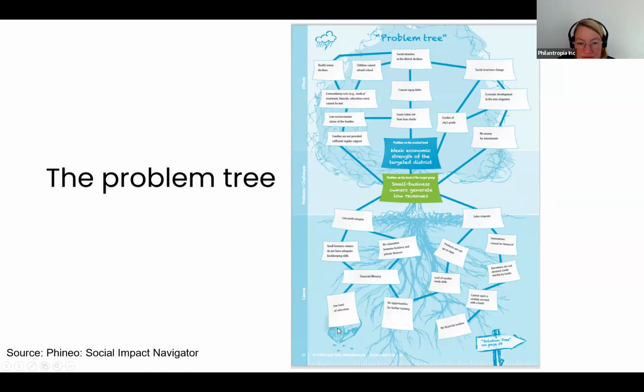And here you can see there are chains of this, on different levels. On the bottom, you start with a low level of education, which leads to financial illiteracy, leads to small business owners not having adequate bookkeeping skills, leads to low profit margins, leads to the problem: small business owners generate low revenues. Another reason for low profit is no separation between business and private finances. Again, that leads to low profits, that leads to low revenues. So you see that it can be much more complicated and much more layered.